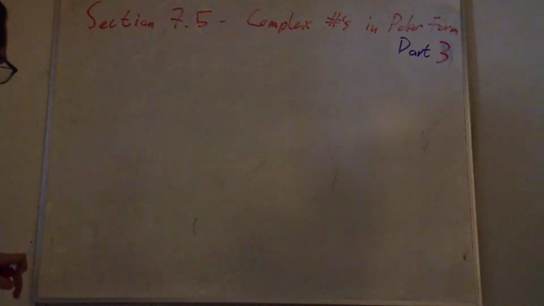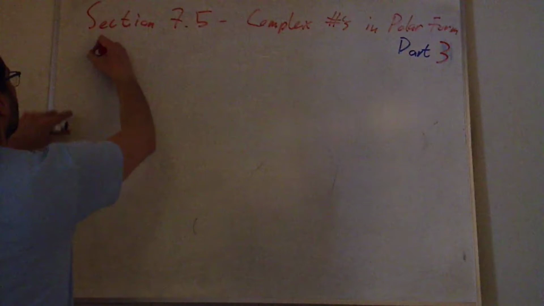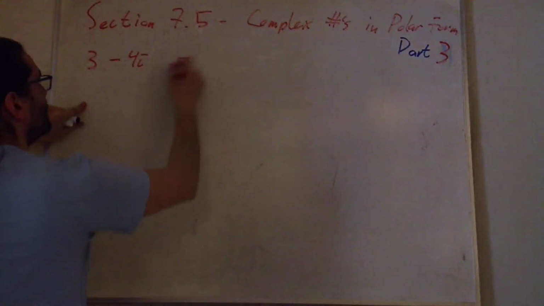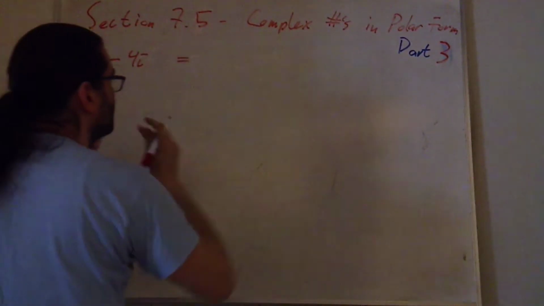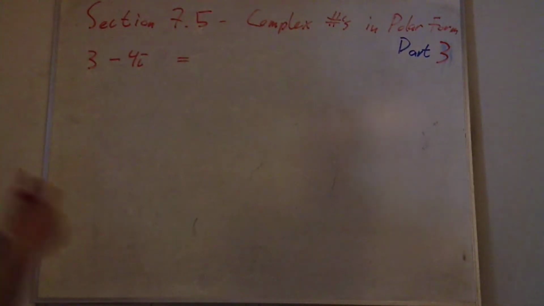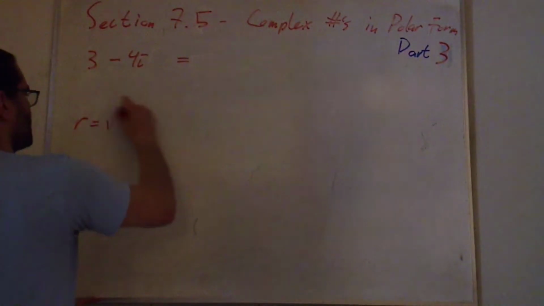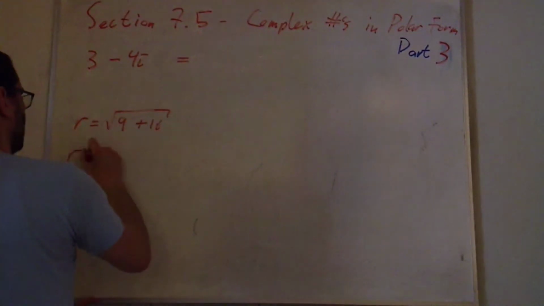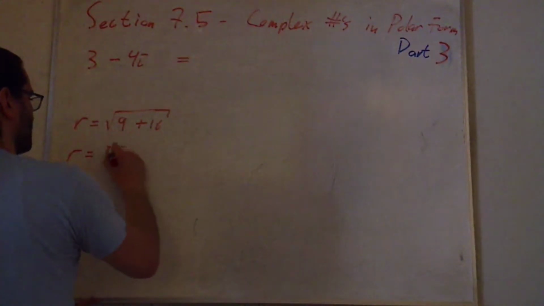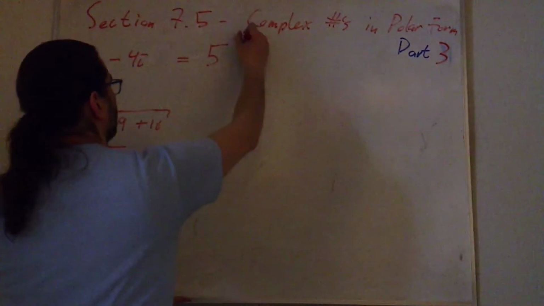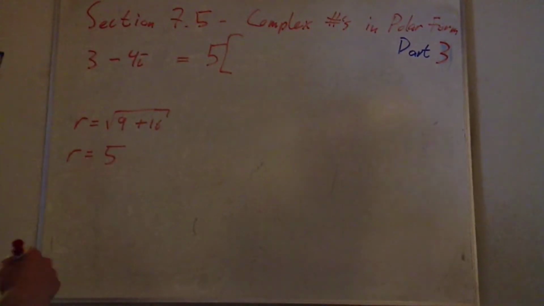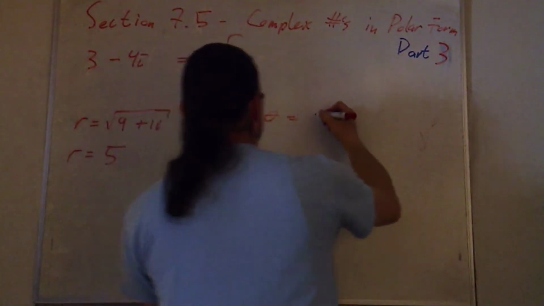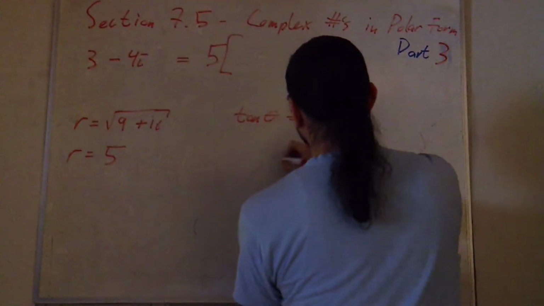I want to do that problem using 3 minus 4i. So the first thing I want to do is convert this into polar form. So r is going to be the square root of 9 plus 16. So that's 25. Square root of that should give me 5. And I need a theta as well. Tangent of theta equals negative 4 over 3.